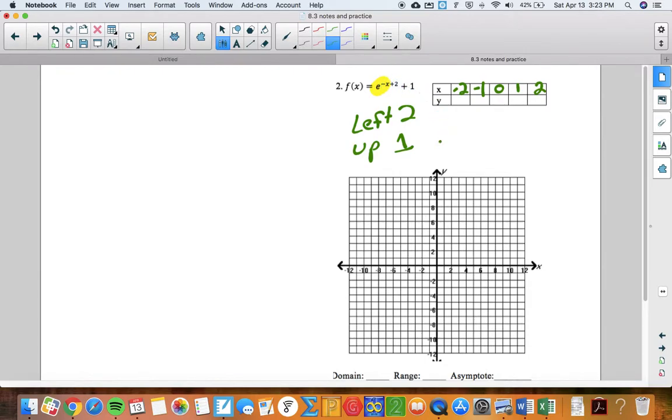So this first one is going to be e to the negative 2. Yes, that makes a positive. Negative 2 is really the same as positive 2. So you get 7.4. When you plug in e to the negative 1, you get 2.7. Then 1, then 0.37, then 0.14. So this is the parent function. We'll still have to do this shift in a little bit. Let's graph that.